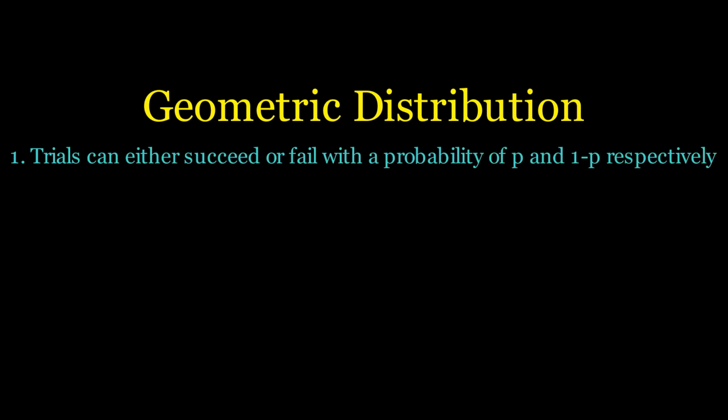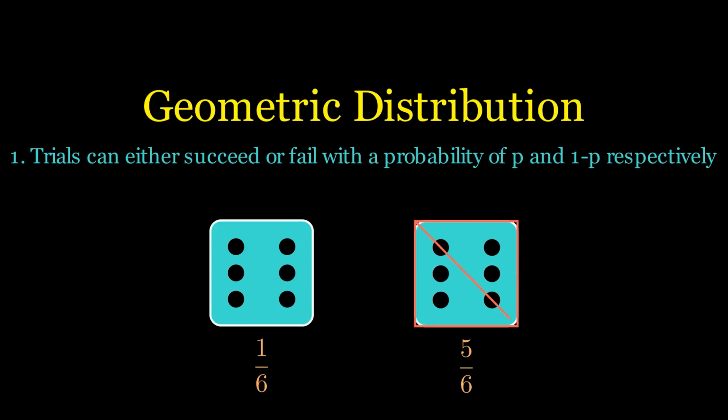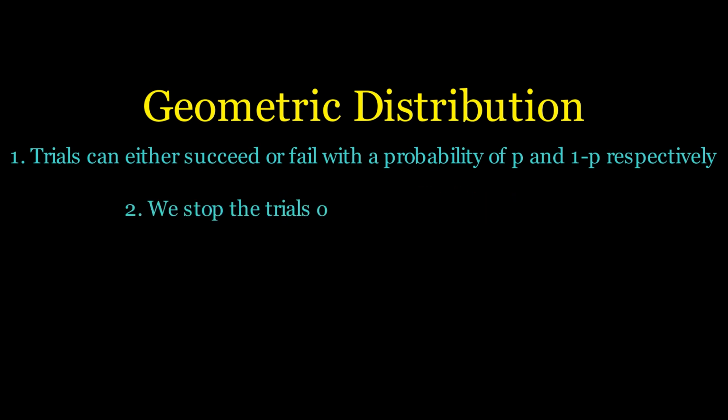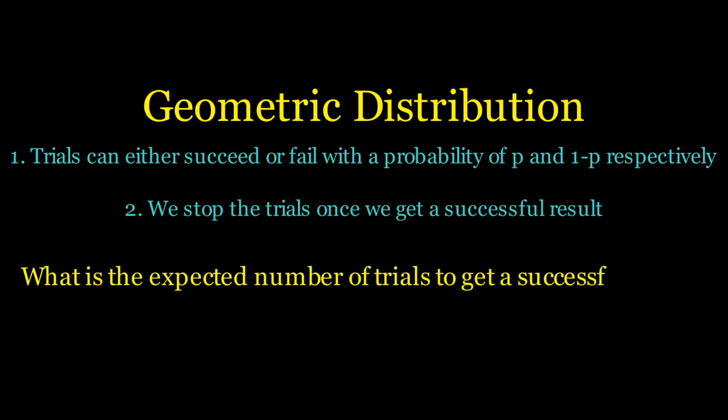Let's introduce the geometric distribution, which our dice game falls under. In a geometric distribution, we run some trials that succeed with a probability of p, and fail with a probability of 1 minus p. In our dice game, succeeding would be rolling a 6 with probability 1/6, while failure would be rolling a number 1 through 5, probability 1 minus 1/6. And we stop the trials once we get a successful result. So our question here is, how many trials do we expect for it to take for us to succeed?